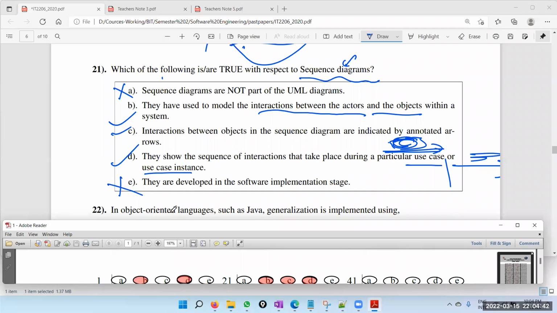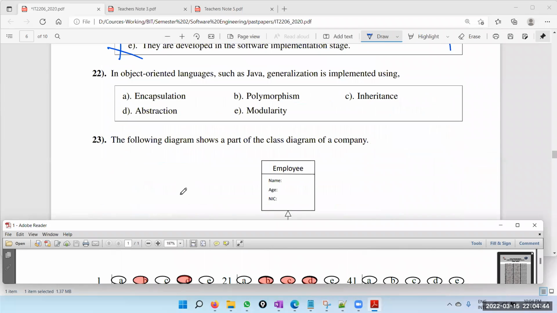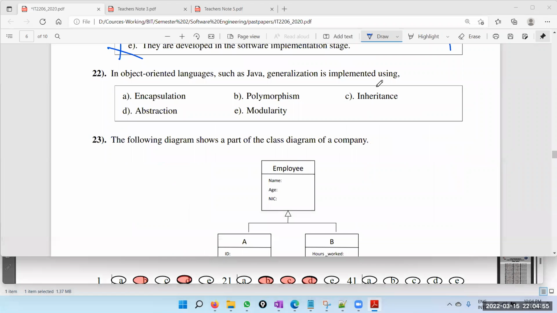Yes, B, C, and D. 22. In an object-oriented language such as Java, generalization is implemented using inheritance, right? Inheritance, generalization, specialization, we can look at the inheritance. So the answer must be C.